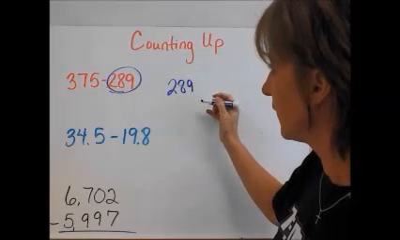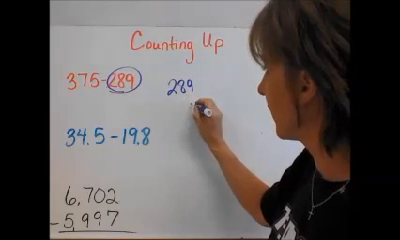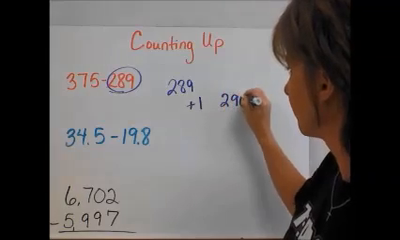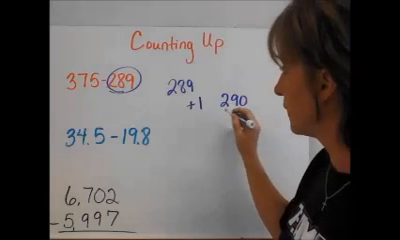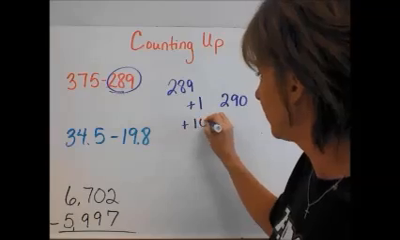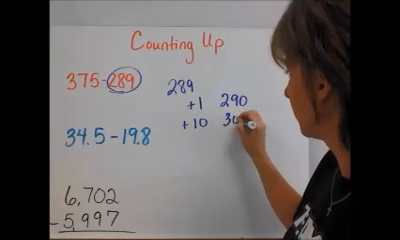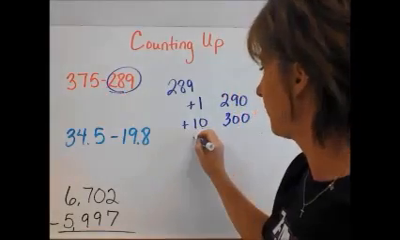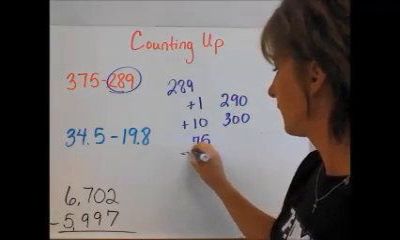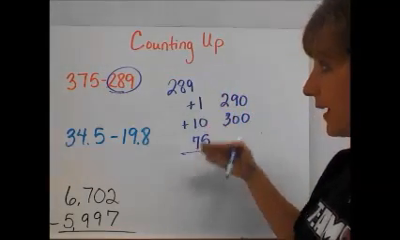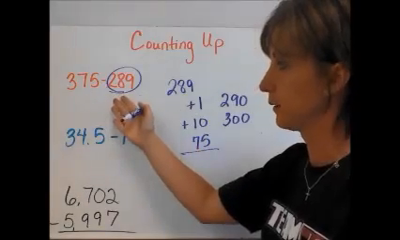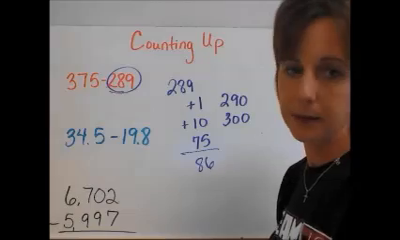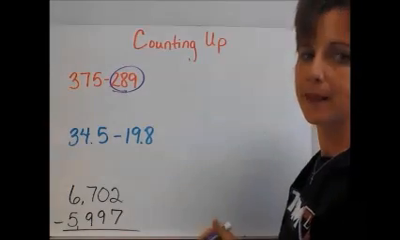If I start at 289, I know that if I go up 1, I'm at 290. And if I'm at 290 and I go up 10, then I'm at 300. And look how easy it is to go from 300 to 375. 75. And these are the numbers that I need to show the distance between these numbers. And so 86 is the answer to my subtraction problem. All right.